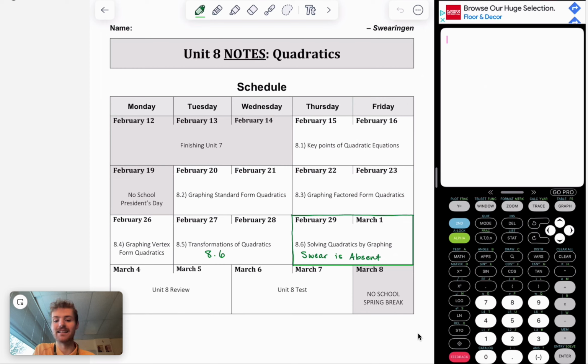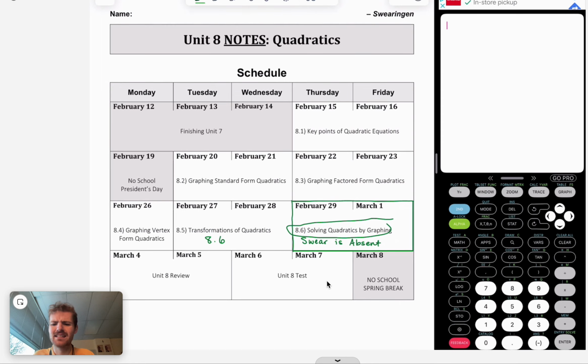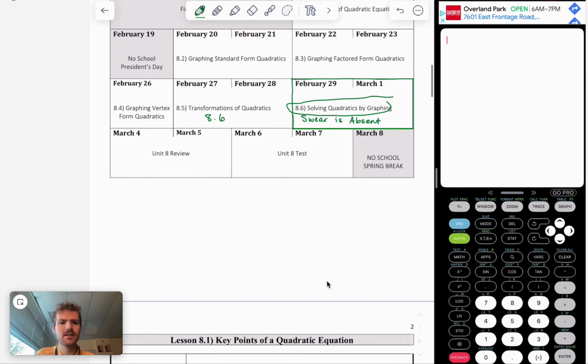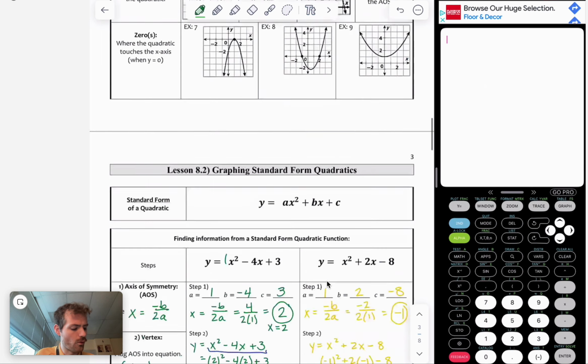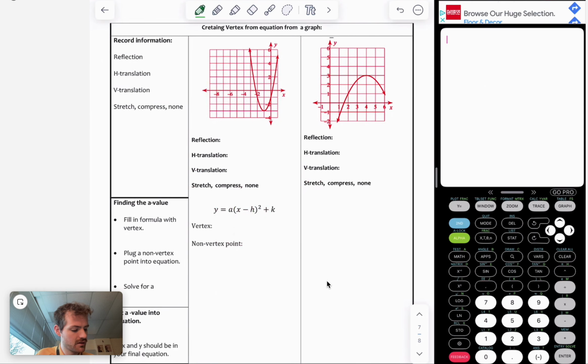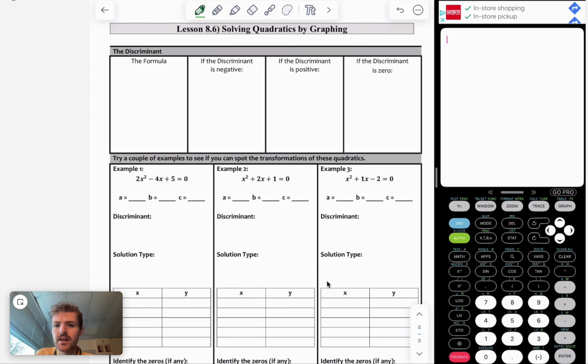We are looking at that February 29th, March 1st day, where we are solving quadratics by graphing. That's the title. However, really, we're just going to look at one skill in particular. So let's go ahead and open all the way down to 8.6 with your notes and practice out, with a pencil in hand and a calculator at your side. Here we go.